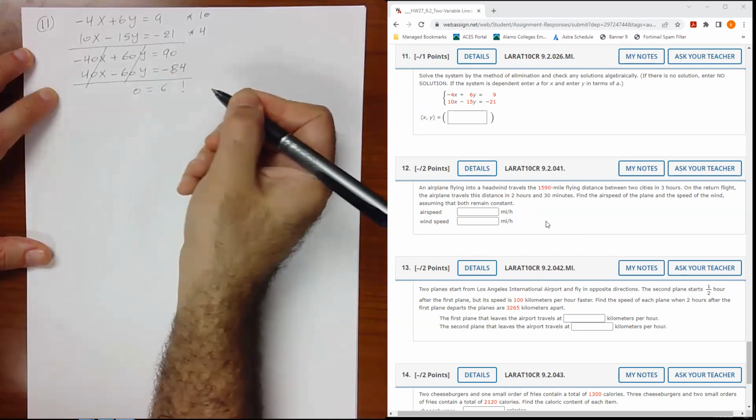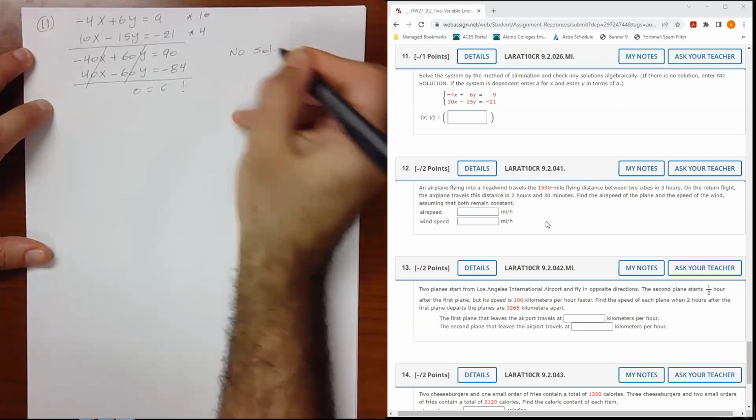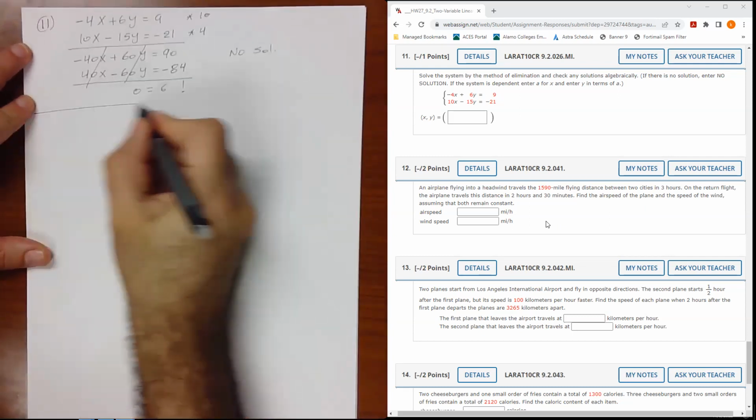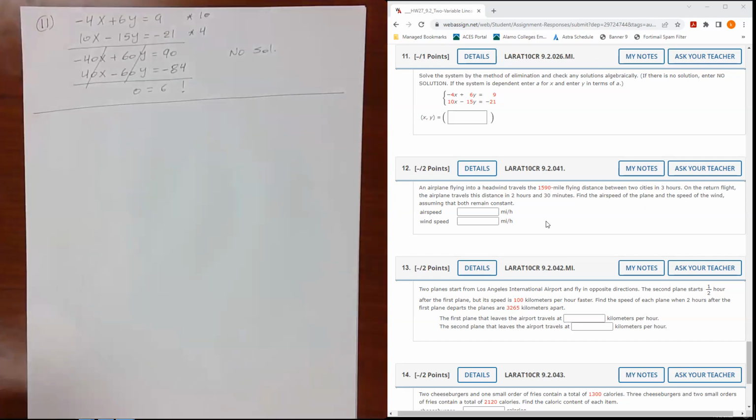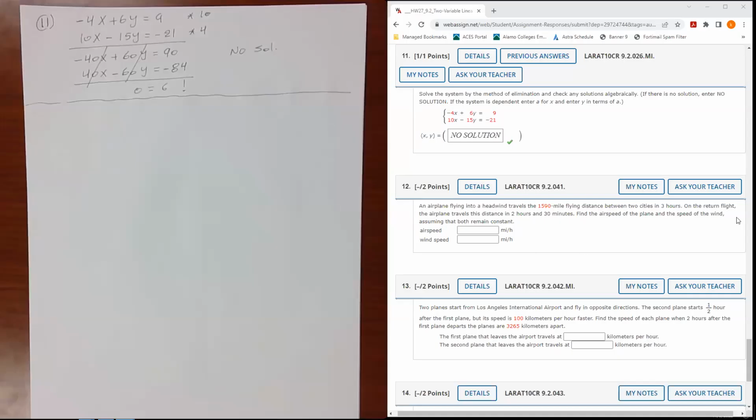We got two different sides. In this case, there is no solution. That's it for this example. So you're just going to type no solution here. That's it. So we got it right. Let's move to example 12.